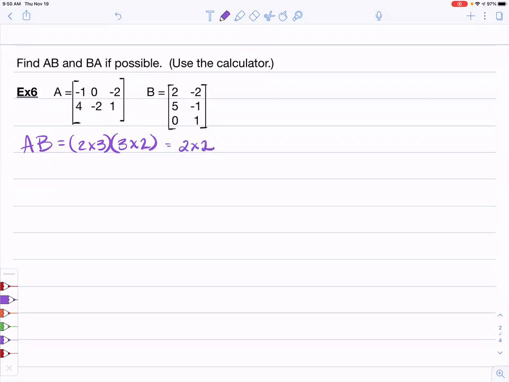Let's go ahead and figure out whether or not B times A is possible. What's the order of B? Again, it's a 3 by 2. And the order of A? So what's the order? Is it possible? And the order of the answer? 3 by 3.